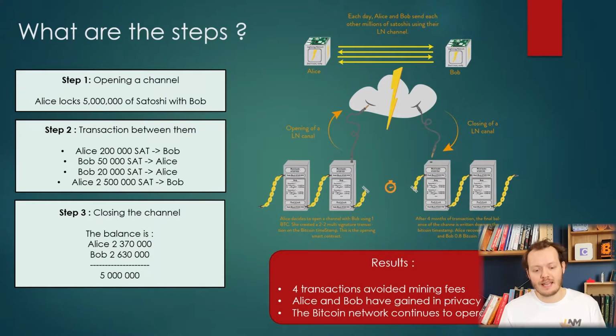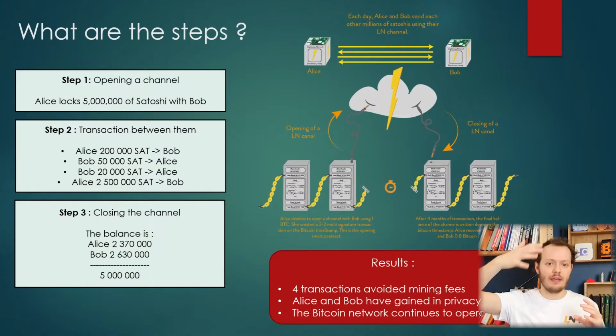And basically you're gonna say, hey, I'm gonna lock those 5 million Satoshi in a channel with Bob. And you're gonna create a multi-signature transaction on the main network. Which means basically you're gonna create a smart contract on Bitcoin saying that I will be able to spend those coins only if my private key and the private key of Bob sign the agreement to spend the money. By doing that, you are literally locking down your 5 million Satoshi on-chain, but giving it permission to be used off-chain in the Lightning Network.